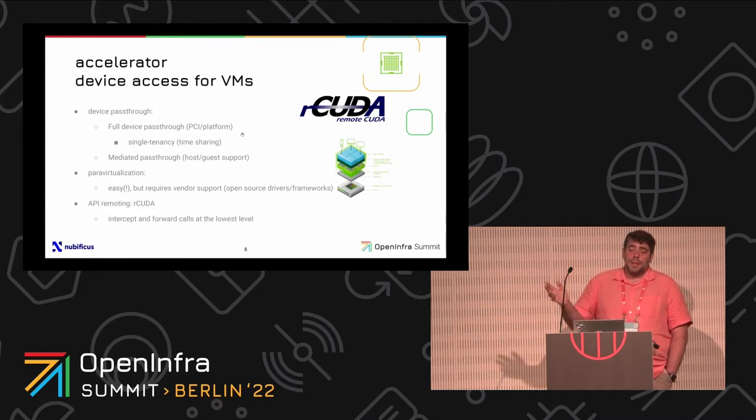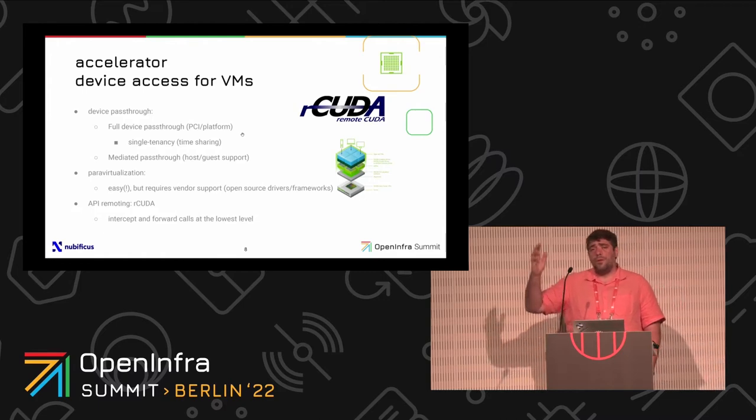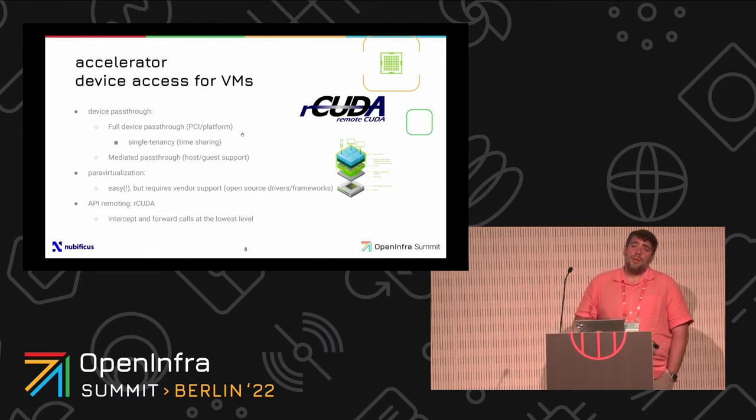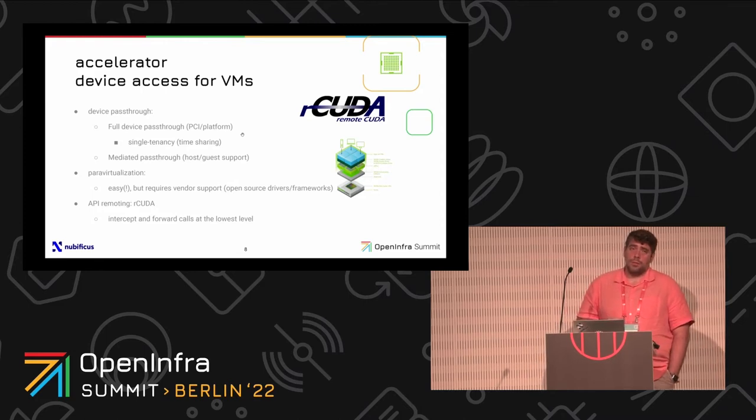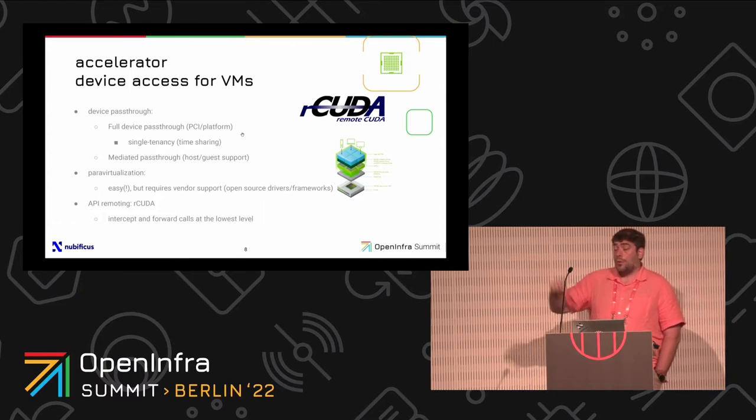You can do the mediated pass-through, which is some kind of software emulation or software hardware emulation to pass through functions of the device to the VM. You could do the para-virtualization approach, which is kind of easy, but it requires vendor support both on the host and in the guest. And lastly, you could do API remoting. One good example is Arcuda, where you can intercept and forward these calls, the CUDA calls for NVIDIA, for instance, to the device, to the host.